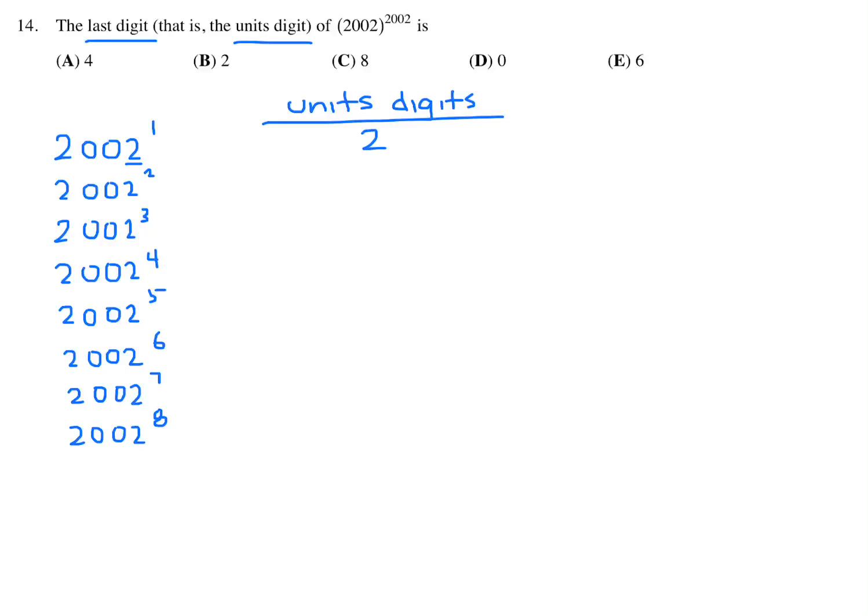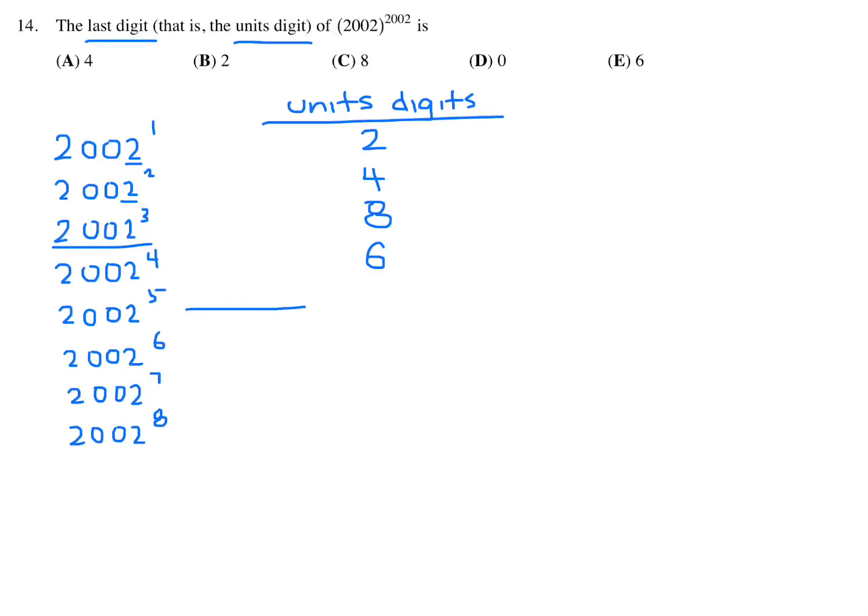2002 squared, if you do that, it will be some number, and its last digit will be a 4. Okay? You can kind of even figure that out. 2 times 2 is 4. And then if the last digit is 4, and you multiply that by 2, you will get a units digit of 8. And again, you can just take 2002 times 2002 times 2002 in a calculator and look at the last digit. It will be an 8. And very similarly, you do the same thing with that one, and you'll find that it will be a 6.